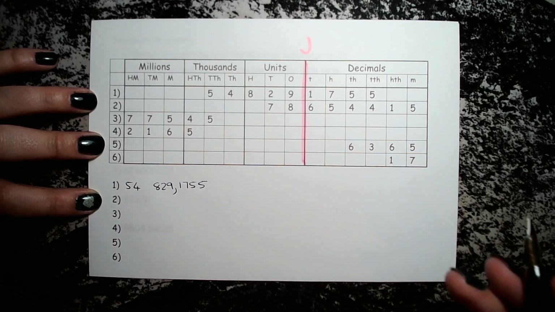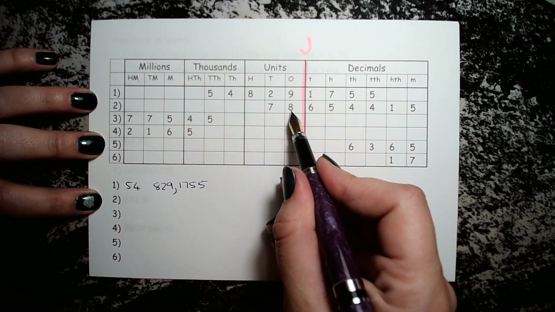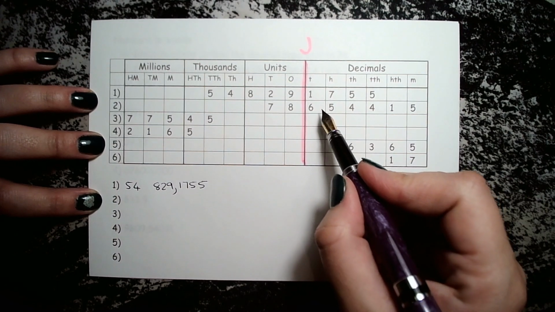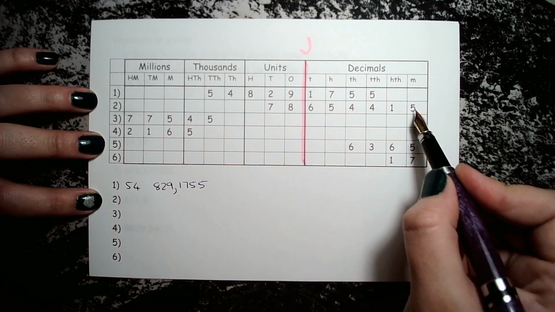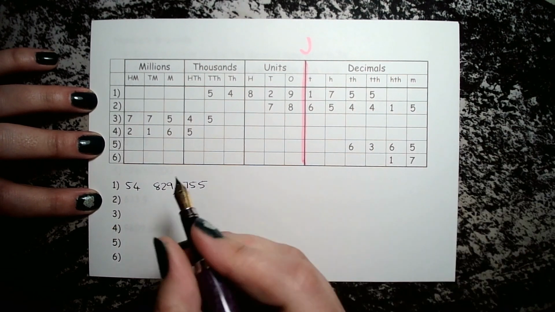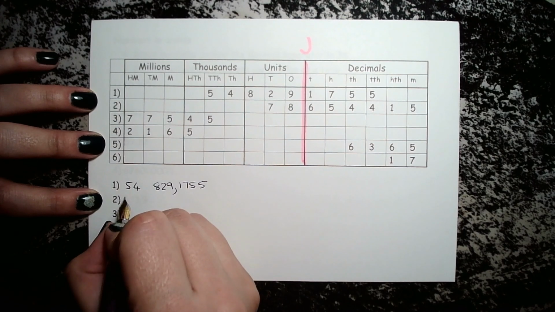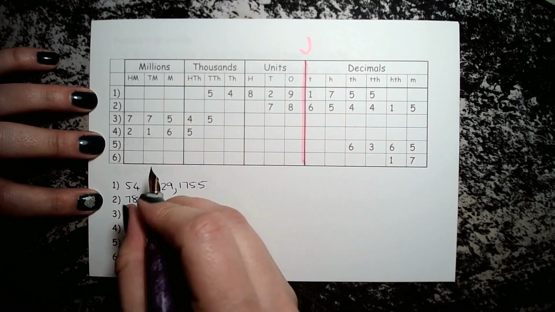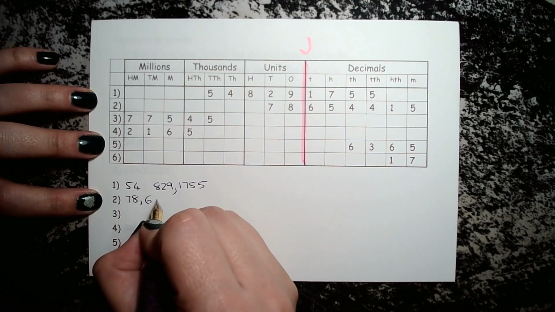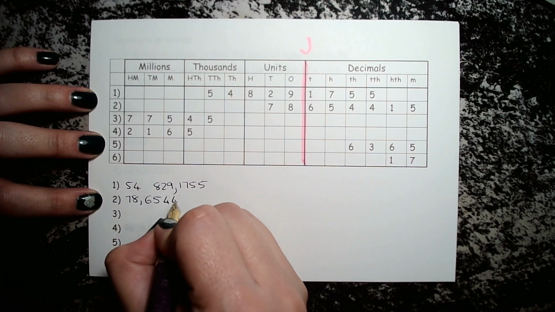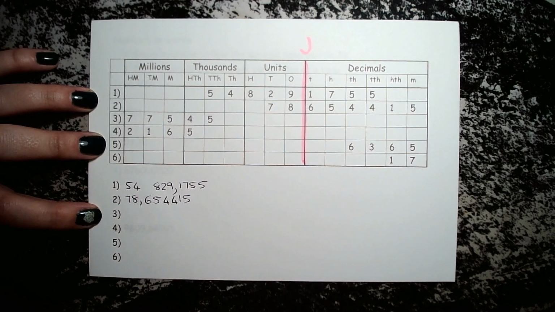For number 2, 7 and 8 within the units, and then 654415 at the decimals. So we would write that as 78, comma, 654415. As simple as that.